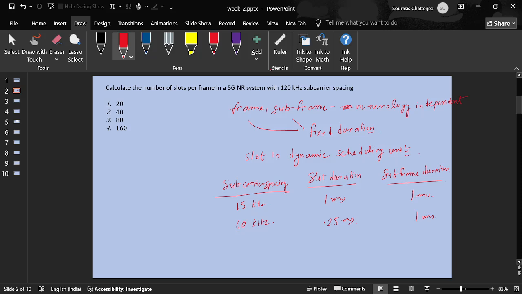Can you repeat yourself? Using resource blocks and exactly the slot number, the symbol number in the slot. Okay. So is it something related to the OFDM time frequency grid? Yes. Okay, yes. So let us try to draw a kind of diagram.